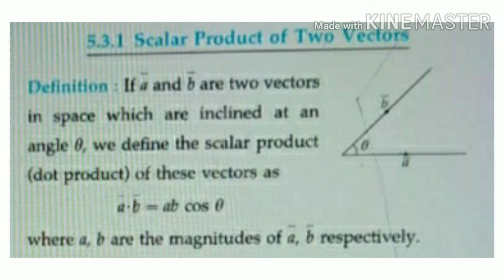Then the next point is scalar product of two vectors. Definition: if small a bar and small b bar are any two vectors in space which are inclined at an angle theta, we define the scalar product, that is dot product, of these vectors as a bar dot b bar is equal to ab cos theta, where small a and b are the magnitudes of a bar and b bar respectively.